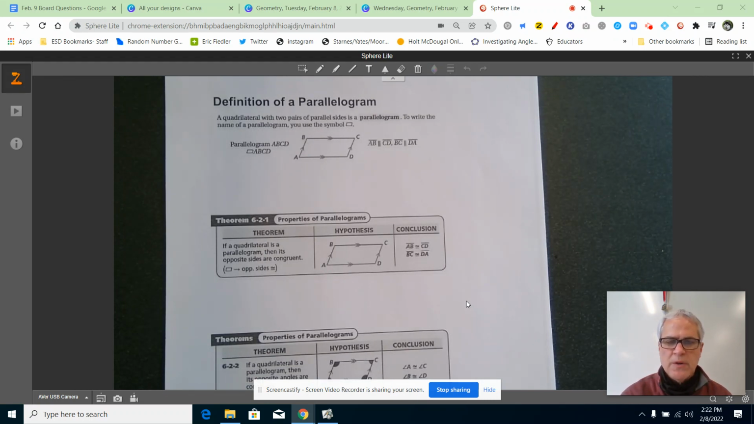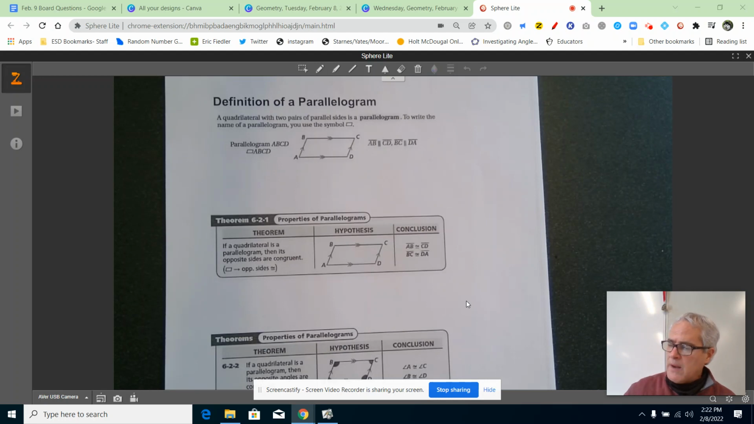We are shifting gears a little bit to the study of parallelograms and shapes that are basically quadrilaterals. The first one that we're looking at is, like I just said, a parallelogram. And so here's the definition. A quadrilateral with two pairs of parallel sides is a parallelogram. Please understand that's the definition.